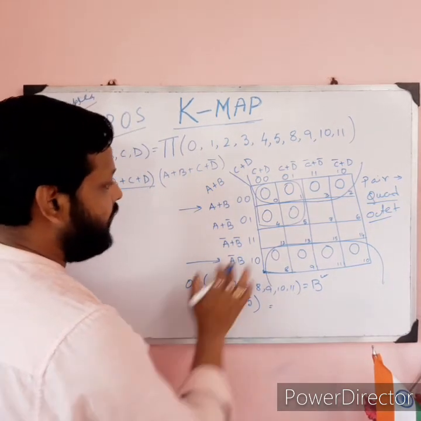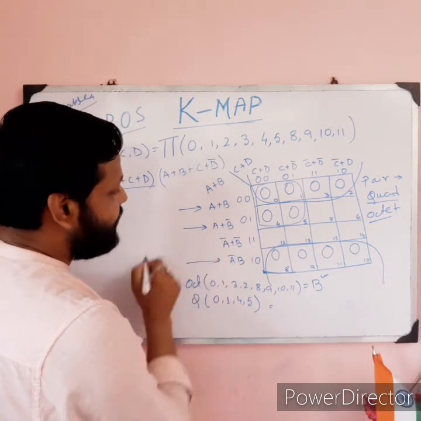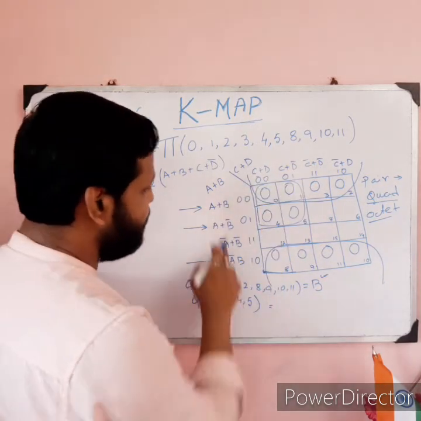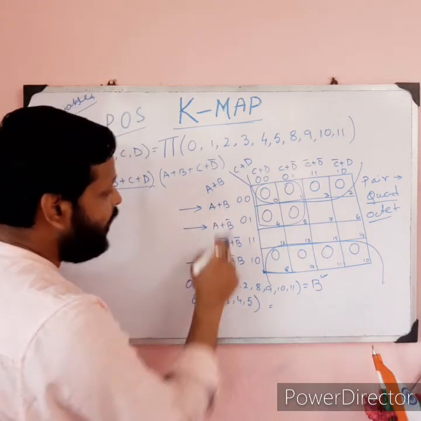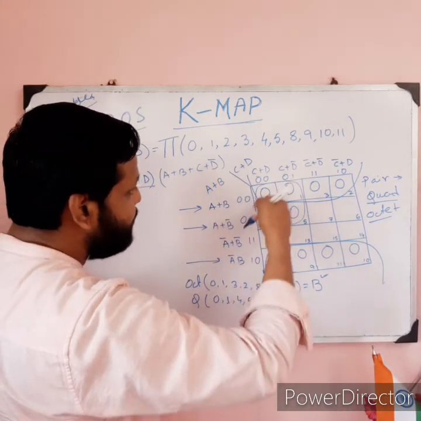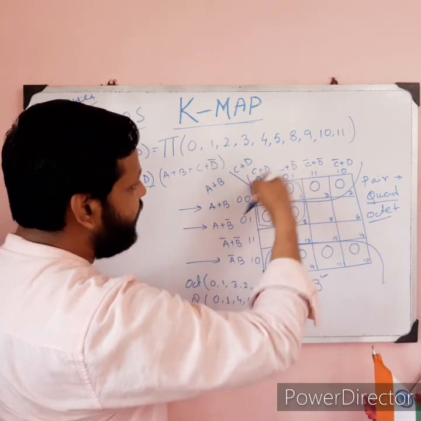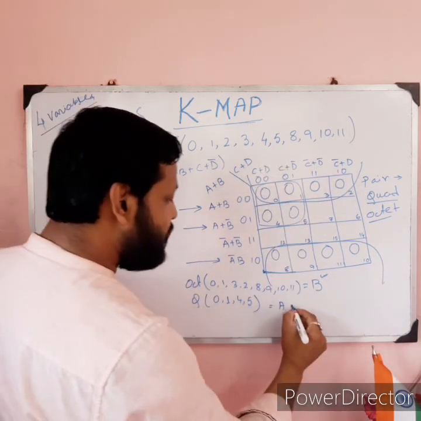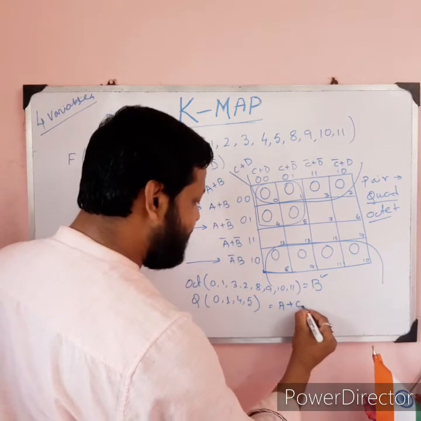Next one, for this quad. For this quad, 2 terms participate there. That means 2 rows, which is this one, and these 2 columns. So from these 2 rows, A is common. And for this part, which one is common for this column? You can see C is common. So we need to write plus C.